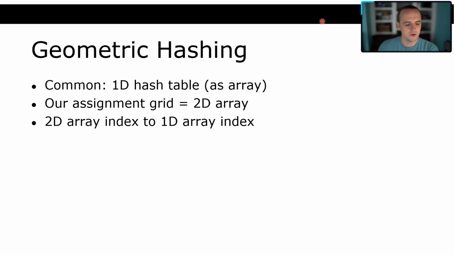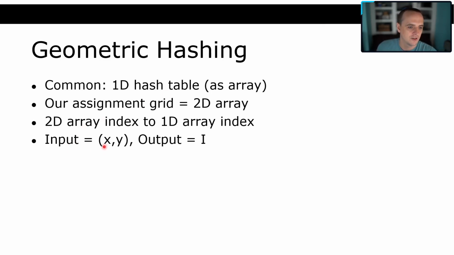So what we want is to take the index in a 2D array, so the XY value, and convert it to the index of a one-dimensional array. Let's take the input XY, and we want to output I. So let's just look at that as a problem. Here we have a 2-dimensional array.